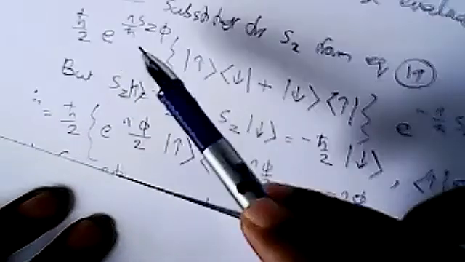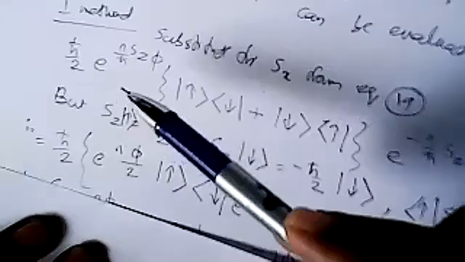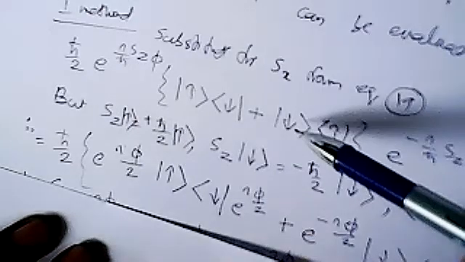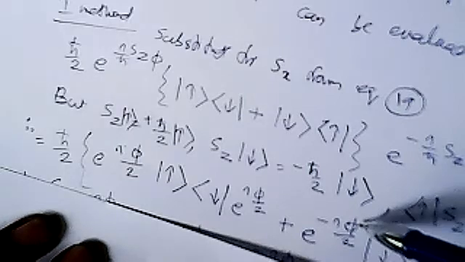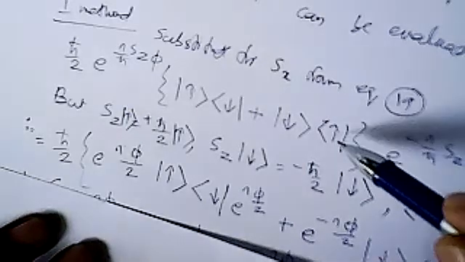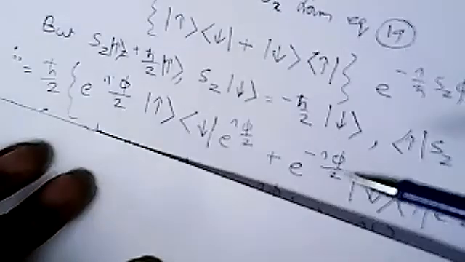Okay. Similarly, when e to the power of i times the term acts on spin down, you get e to the power of minus i phi by 2, and when this one, e to the power of minus, acts on spin up, you get e to the power of minus i phi by 2. Okay. If this algebra is not clear, you can ask.